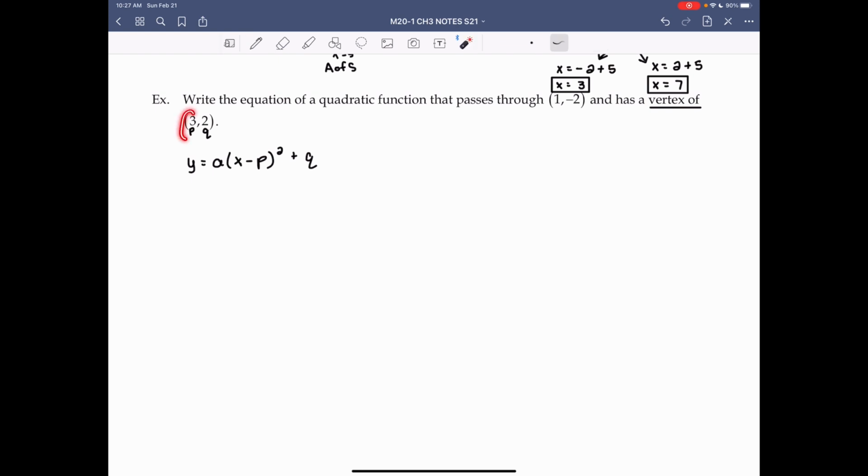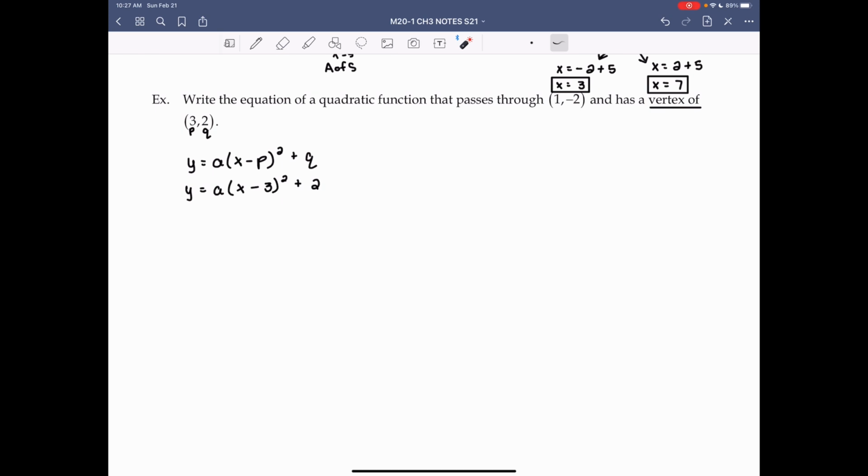We can replace p and q with the values that were given. p is 3, q is 2. So plug those into the function. y equals a times (x minus 3) squared plus 2. Now to finish the function, we need to determine the value of a. To do that, we need to be able to plug in something for x and y so that we only have one variable, and then we can solve for that variable.